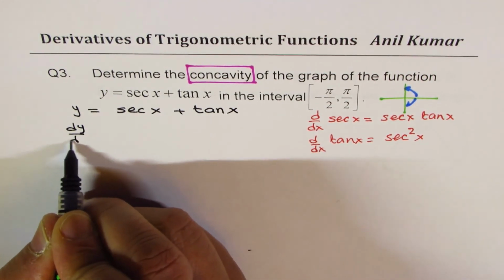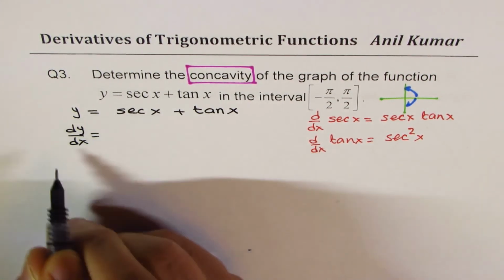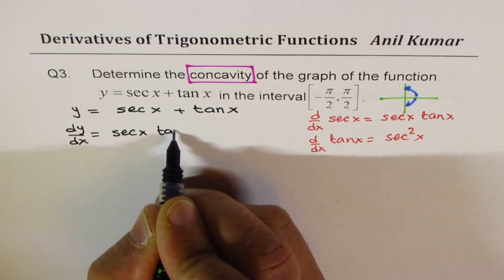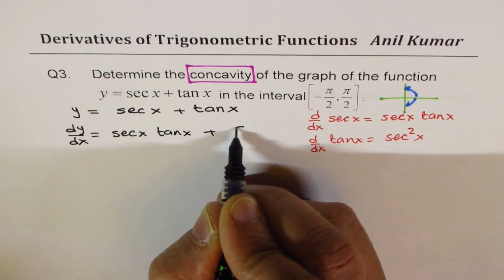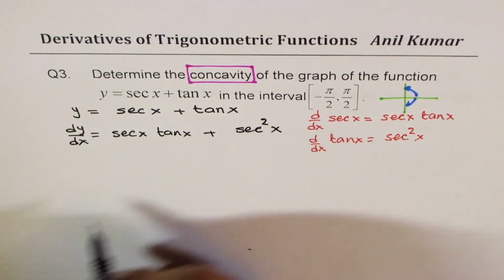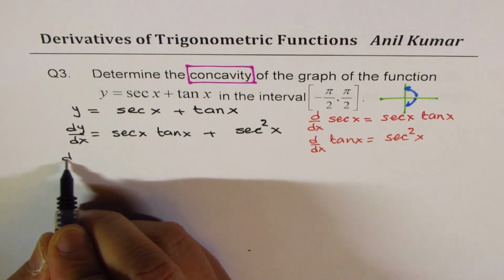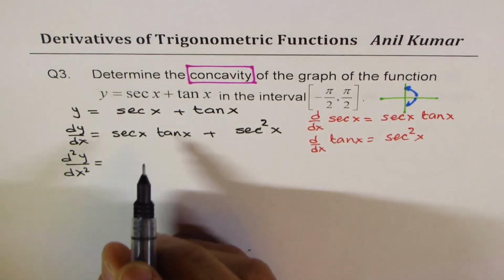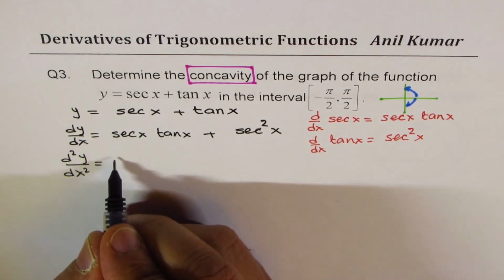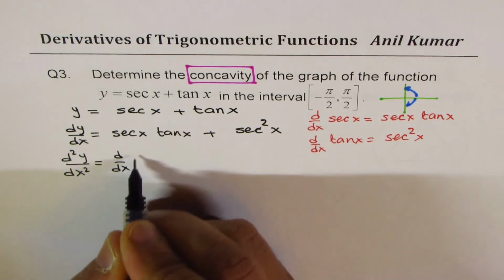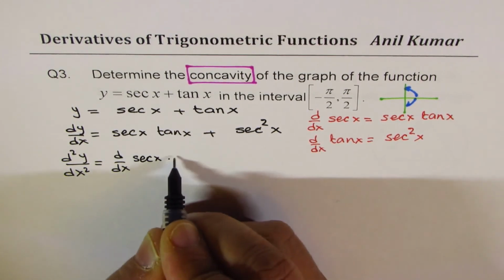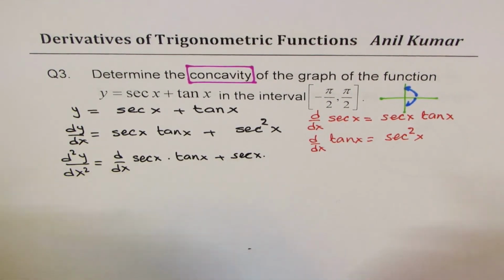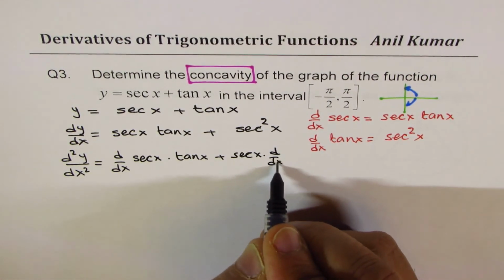dy/dx is equal to the derivative of secant x, which is secant x tan x, and the derivative of tan x is secant square x. The second derivative, that is d2y/dx square, is what? So we can apply the product rule. That means we'll do d/dx of secant x times tan x plus secant x times d/dx of tan x.